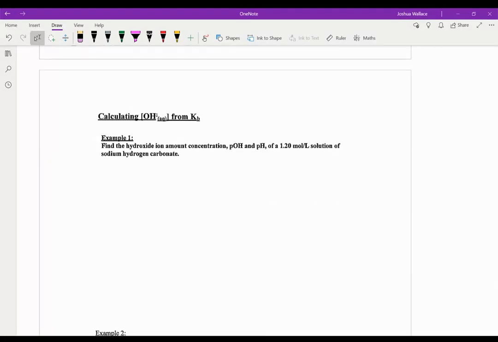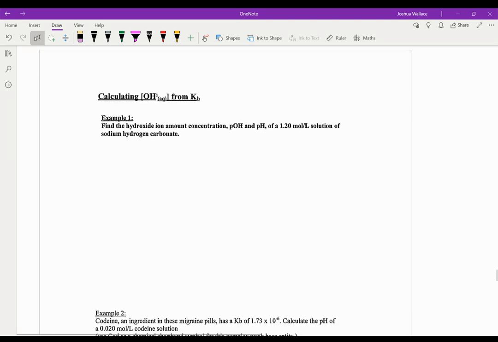I'm going to do one example here from the last page of our base ionization constant. I'm going to do number 1 here. Number 2 is just the second example, showing how it's done. It's the same thing as the first example, just using codeine. I put a negative charge on it so that the charges were balanced throughout the reaction in that second one. But in the first one, we're going to have sodium. We have to find a hydroxide ion amount concentration, pOH and pH of a 1.20 mole per liter solution of sodium hydrogen carbonate.